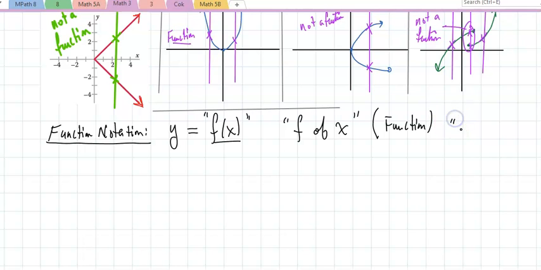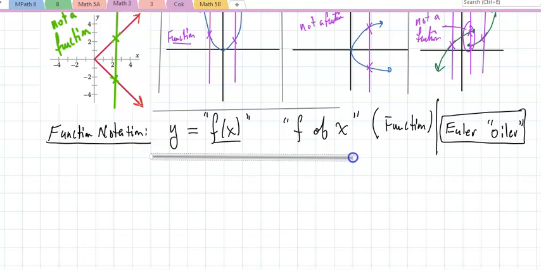Euler, his name is an extremely famous mathematician, and you pronounce it Euler, French. Most students mispronounce it, most non-students mispronounce it. That tells you who knows about functions and who doesn't.